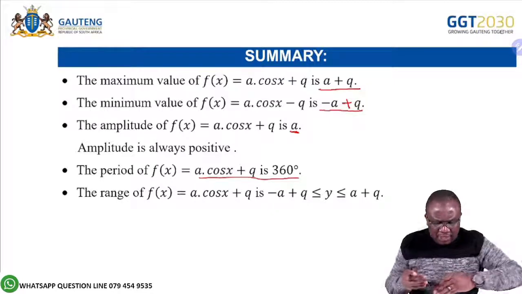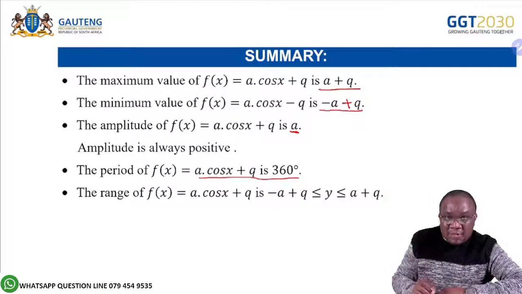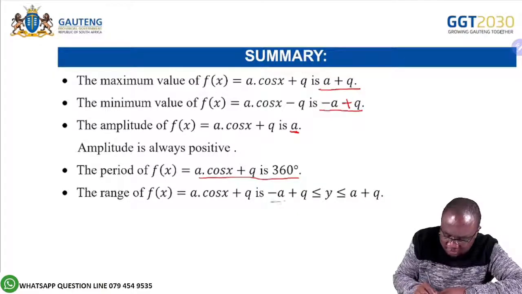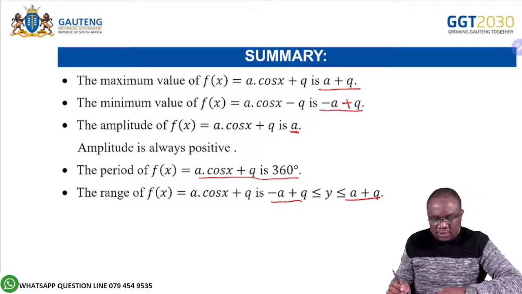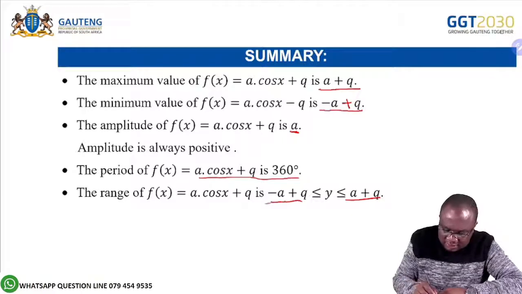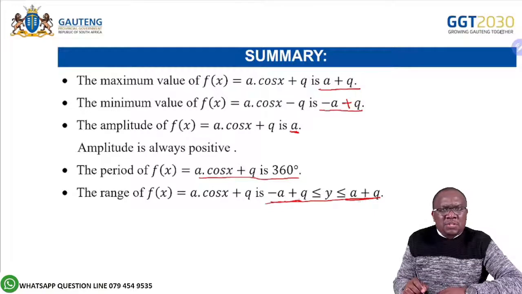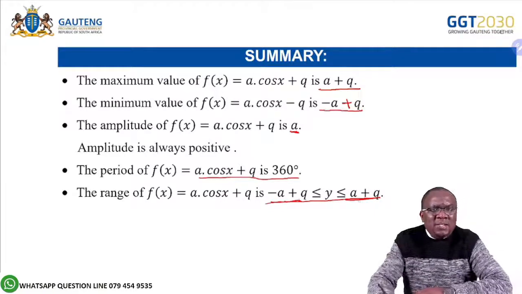That's the period. And then now we know how to get our minimum and maximum. We can use it for our range here. So our range will be generalized to this, negative a plus q up to a plus q. That's what we learned in today's lesson.